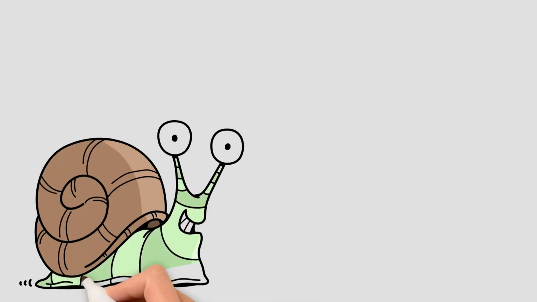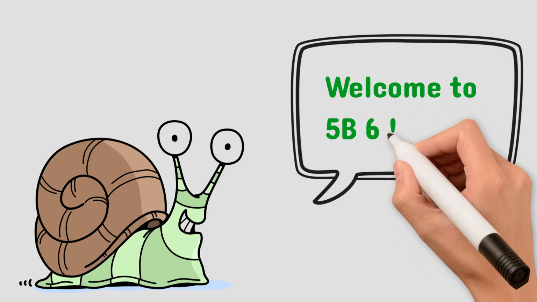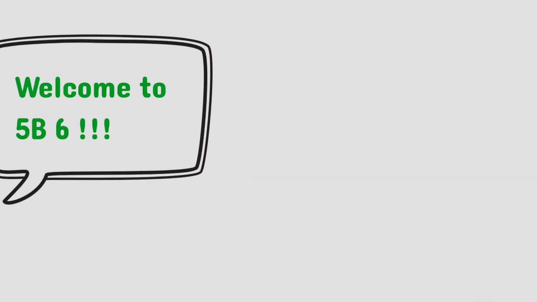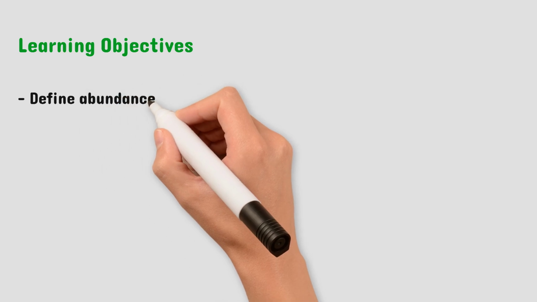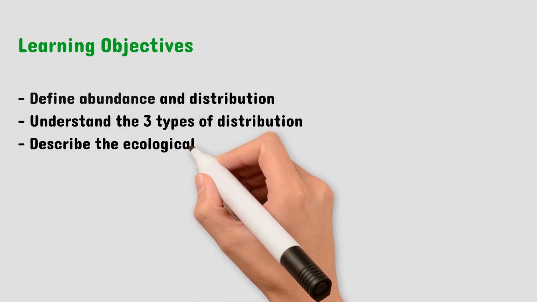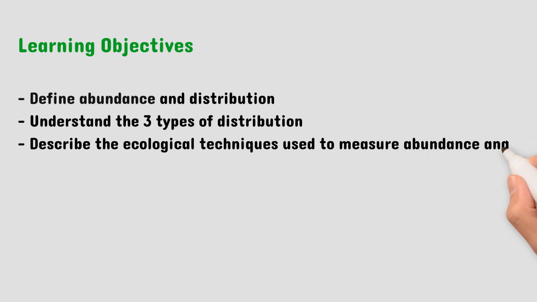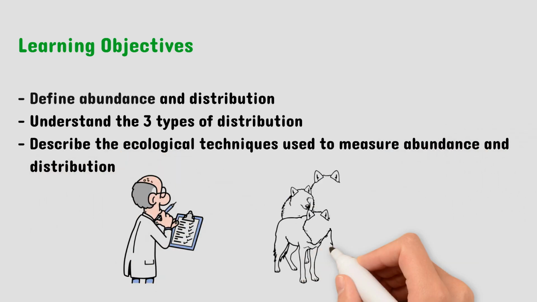Welcome to Brilliant Biology. Today we're diving into topic 5b6, investigating abundance and distribution of organisms. By the end of this video, you should be able to define abundance and distribution, you should understand the three types of distribution, and you should also be able to describe the ecological techniques that are used to measure abundance and distribution.